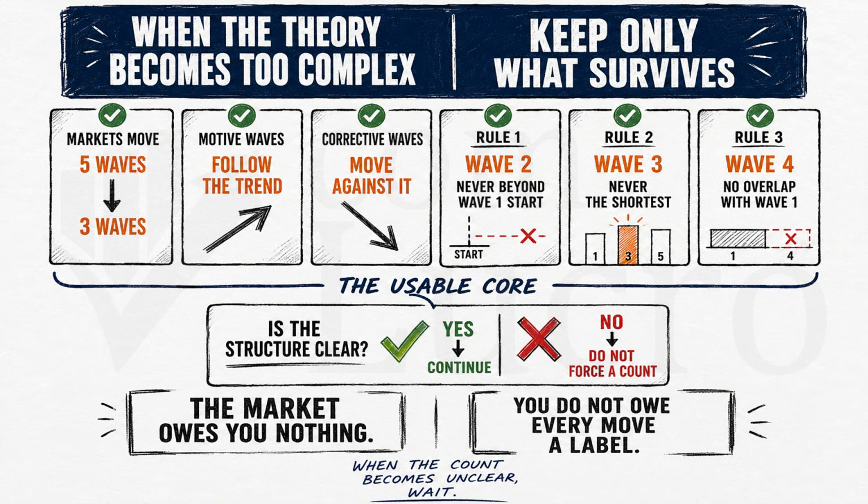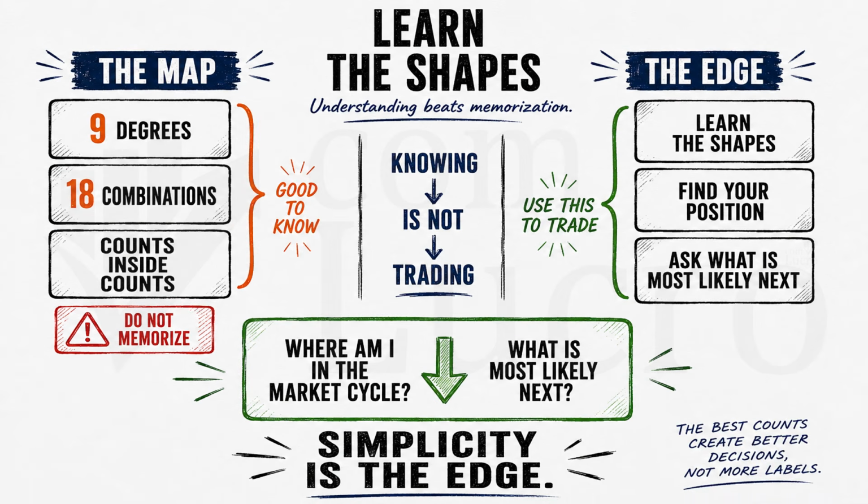And when a structure isn't clear, you are not obliged to force a label onto it. That's the usable core, and it's close to what David Paul was pointing at. Everything else we covered today is the map. Worth knowing it exists, worth recognizing on a chart, not worth a minute of memorizing. 9 degrees, 18 combinations, counts nested inside counts. That's where traders get hurt, trying to label everything. The ones who profit from Elliott learn the shapes, then ask a much simpler question. Where am I in the cycle, and what does that make more likely next?